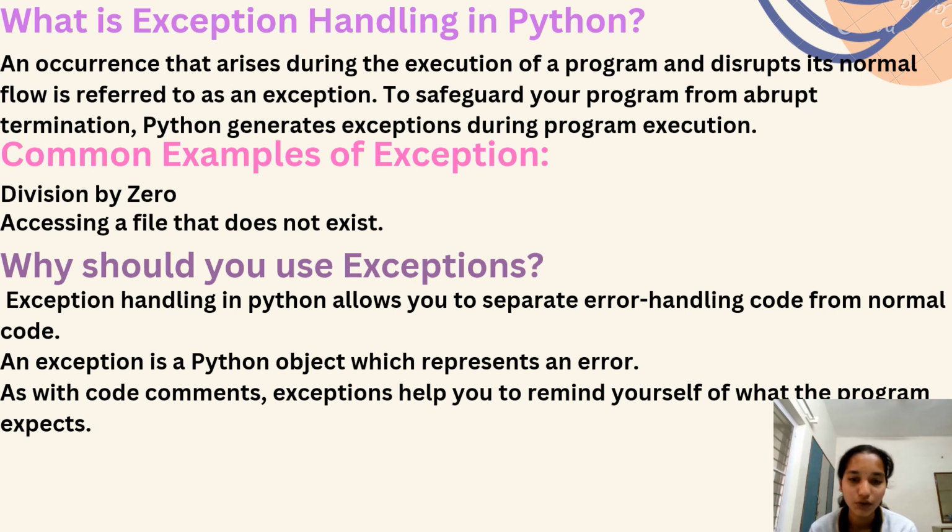Why should you use exceptions? Exception handling in Python allows you to separate error handling code from normal code. An exception is a Python object which represents an error. As with code comments, exceptions help you to remind yourself of what the program expects.